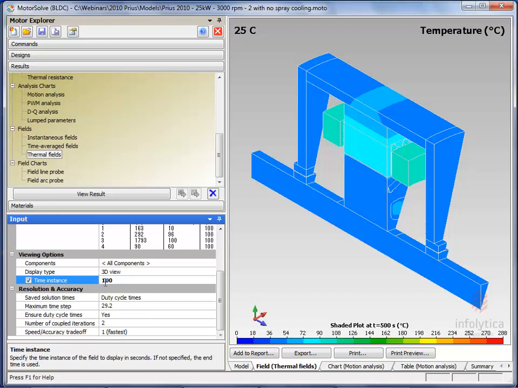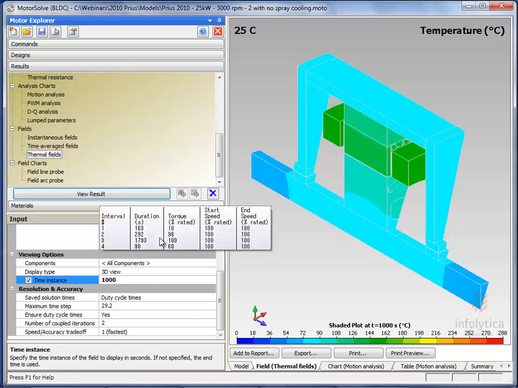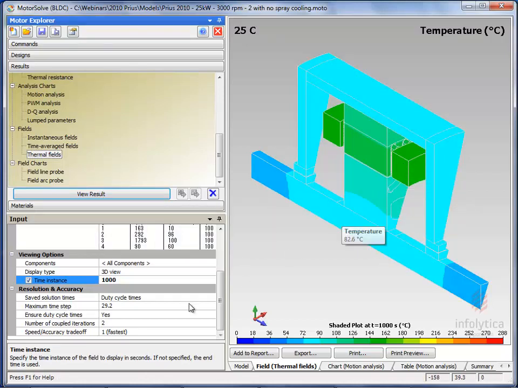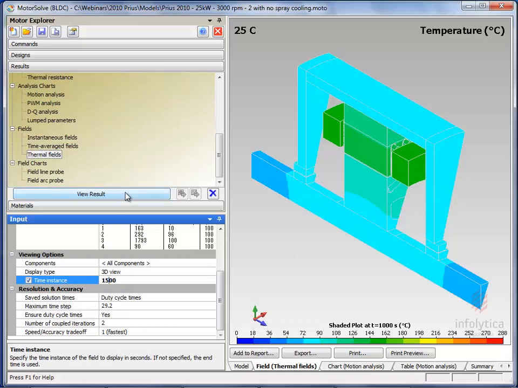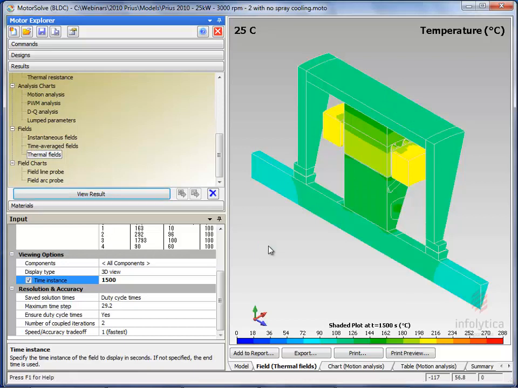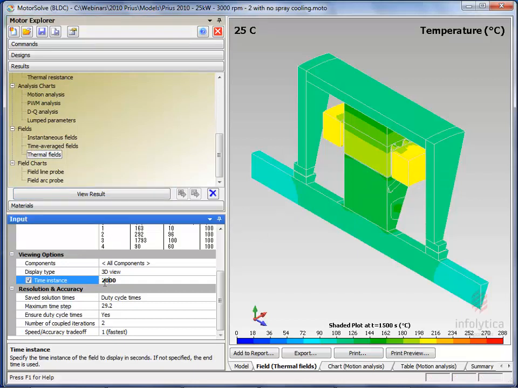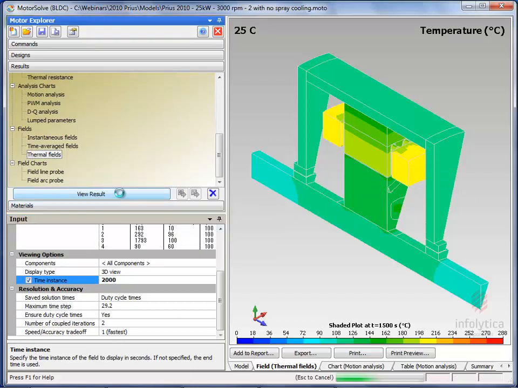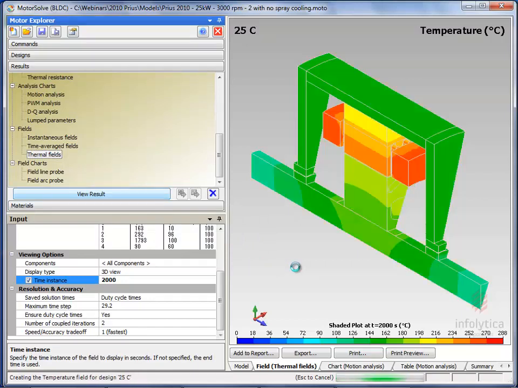If we move to 1,000 seconds, we're now up in the 150 degree range. 1,500 seconds, we're up around 200 degrees. 2,000 seconds, we're now up above 250 degrees C in the winding and in the mid 180s for the magnet and rotor area.